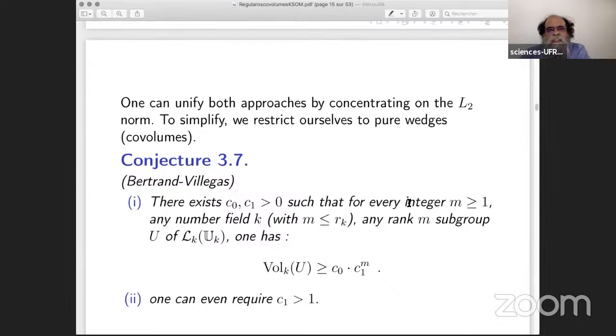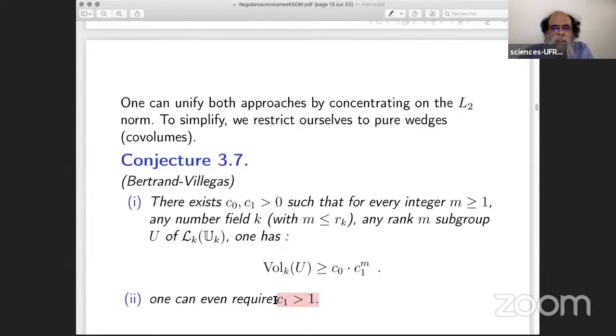So what I suggest is that we restrict ourselves to pure wedges, because then you really talk of co-volumes, and you restrict to the L2 norms. Since if you do both, you recover the co-volume. Of course, for the L1, for rank 1, you lose the Weil height, but you have something which is very close, which is the L2 height. And then the framing would be: for any rank m subgroup, do you have the volume bigger than some constant C0 times C1 to the m, and then whether you can require C1 to be bigger than 1.